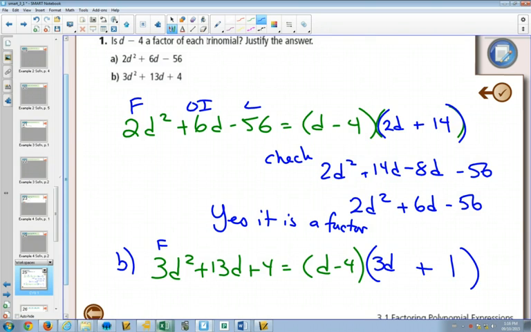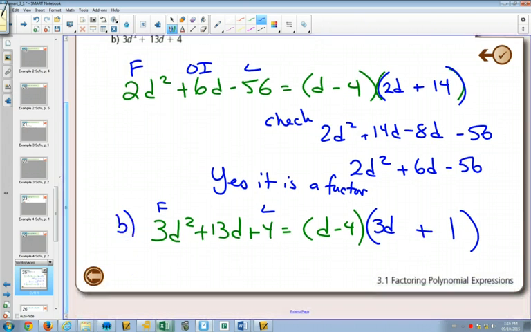So see what I'm doing there? I'm just checking my first and my last ones. And then I'm going to do a check to see if it will work. Oh, I need 2 negatives. Thank you very much. Yes, it would have to be a negative 1 to make a positive 4. So I start with my first and my last. Now I'm going to do a check here to see if it actually multiplies out.